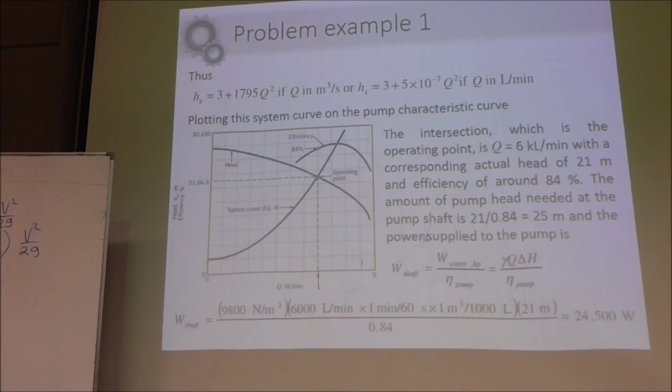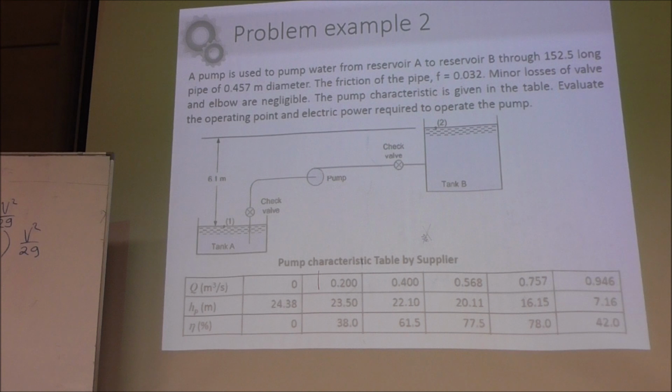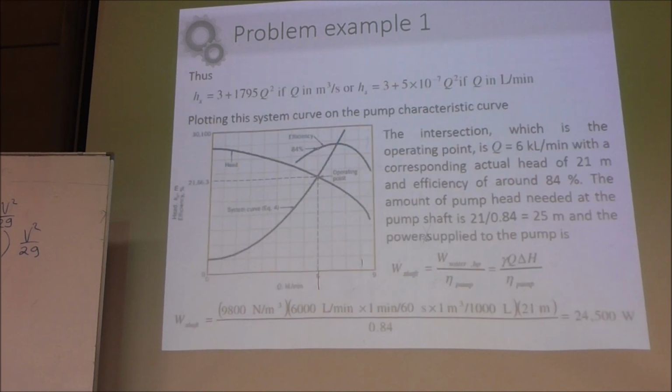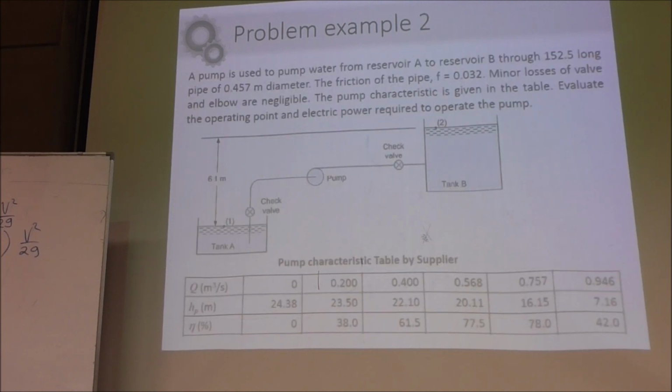Okay, the next question is when you have the table. In the previous question, you were given a curve. In the next question, you are given a table. So the manufacturer is too lazy to give you the curve. They give you this table. So what happens if you are given this table?